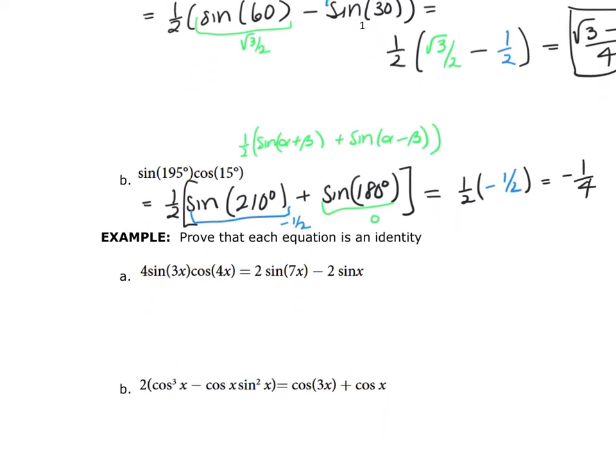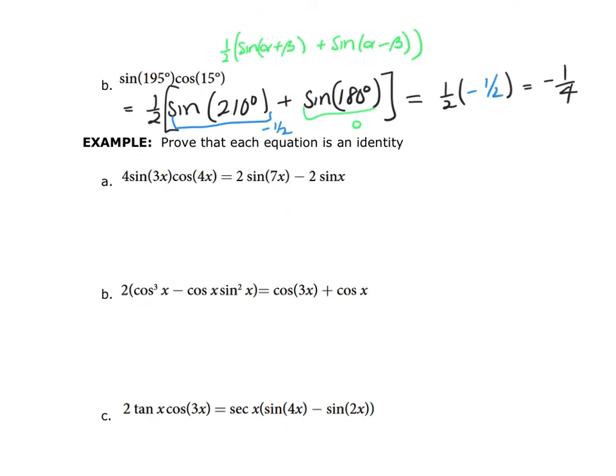All right, let's take a look at proving these identities. So it doesn't matter which side you take, the left side or the right side, it doesn't really matter. What I'm going to do is I'm going to take the left-hand side and I'm going to expand it out using the product to sum. So I'm going to declare my left-hand side for the sine of 3x, cosine of 4x.